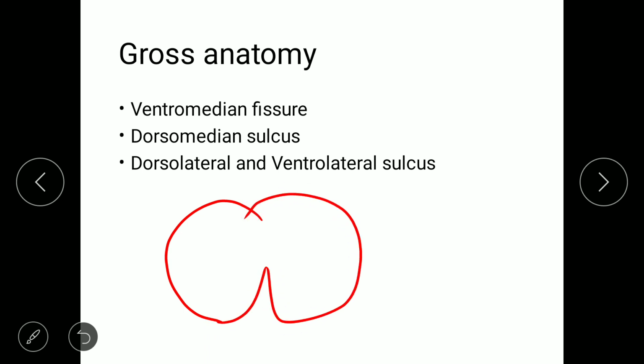There will be a ventromedial fissure. This is the ventral part, this is the dorsal part. There will be the ventromedian fissure, dorsomedian sulcus, and dorsolateral and ventrolateral sulcus. So there are 5 sulci and 1 fissure, the ventromedian fissure.